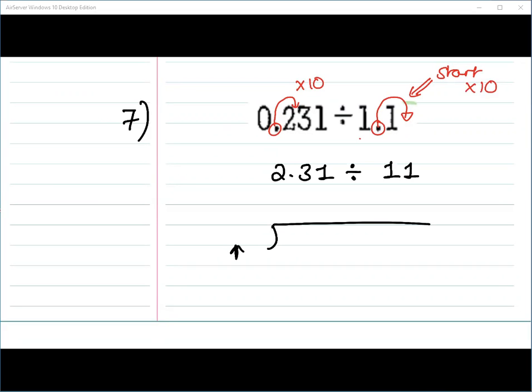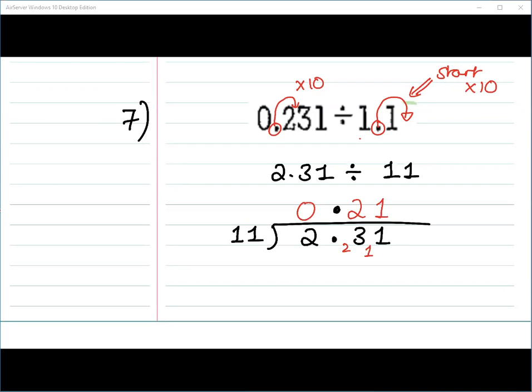What number goes over here? The 11. Okay, so let's put the 11. What number goes inside? The 2.31. And you've got to copy the decimal point above. So we say how many 11s go into 2? The answer is 0, and then remainder, you carry 2, and then you do 23. How many 11s go into 23? 2, and then you carry over the 1. And how many 11s go into 11? That's 1. So your answer is 0.21. Okay, yeah, 0.21.